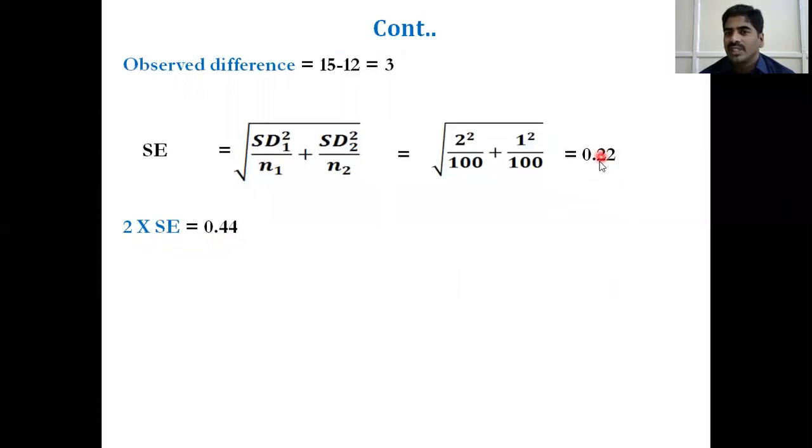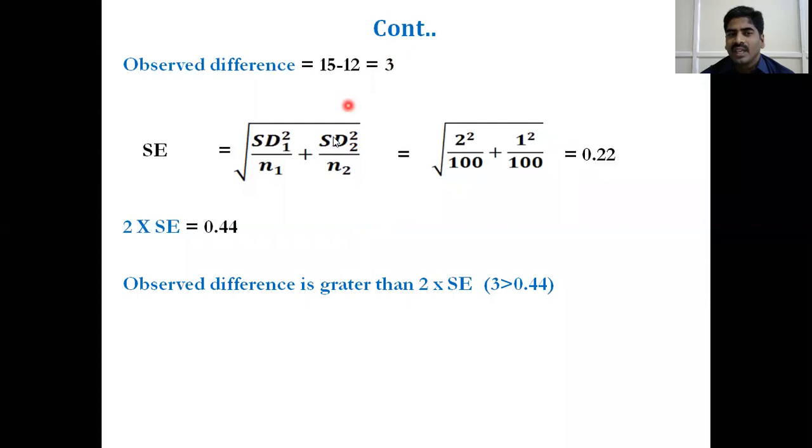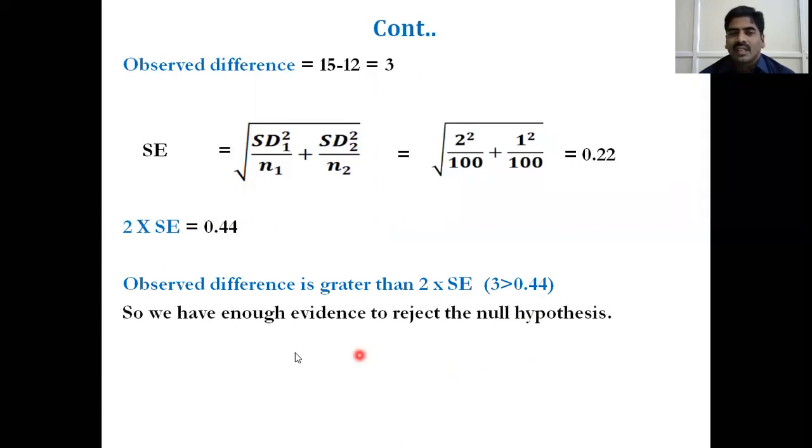2 into 0.22, that is equal to 0.44. Next, you compare the observed difference with 2 times the standard error. Here also, the observed difference is greater than 2 times the standard error. The observed difference is 3 and 2 times the standard error is 0.44. So in testing of hypothesis, if the observed difference is greater than 2 times the standard error, that means we have evidence to reject the null hypothesis.